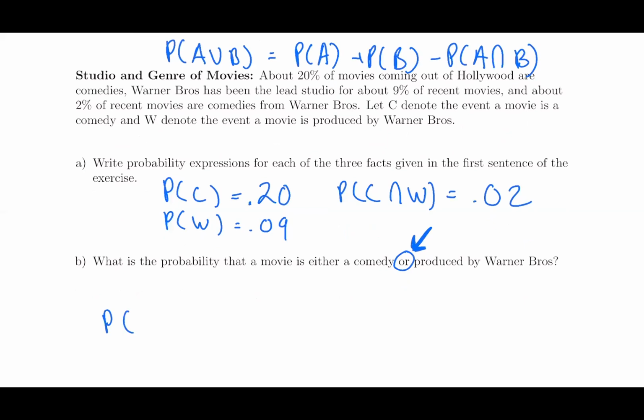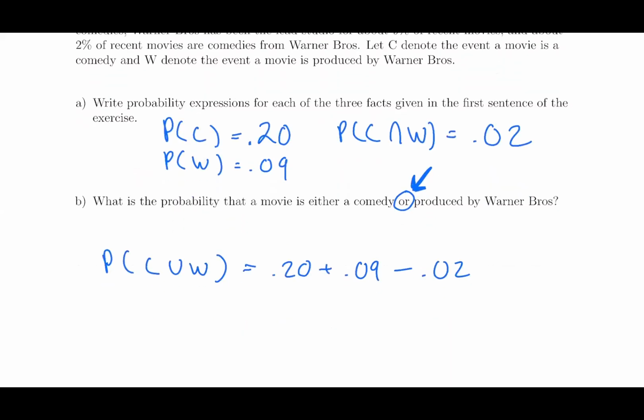What we want to find is the probability it is comedy or from Warner Brothers. So you do the probability of comedy, which is 0.20, plus the probability from Warner Brothers, which is 0.09, subtracted by the probability it is from Warner Brothers and comedy. If you do that, you should get 0.27. And that's it for that one.